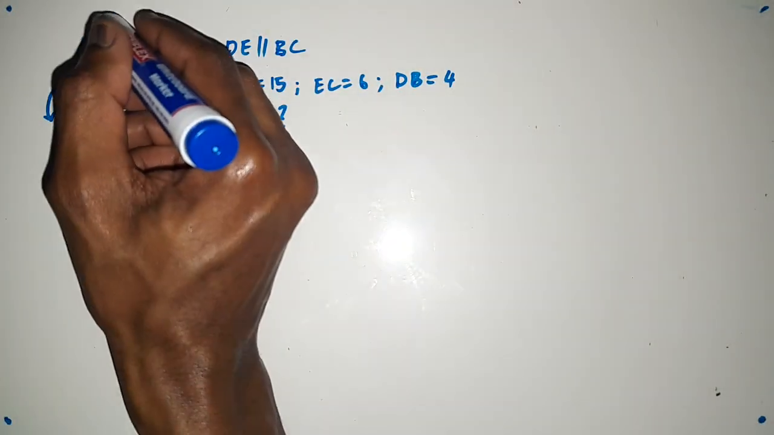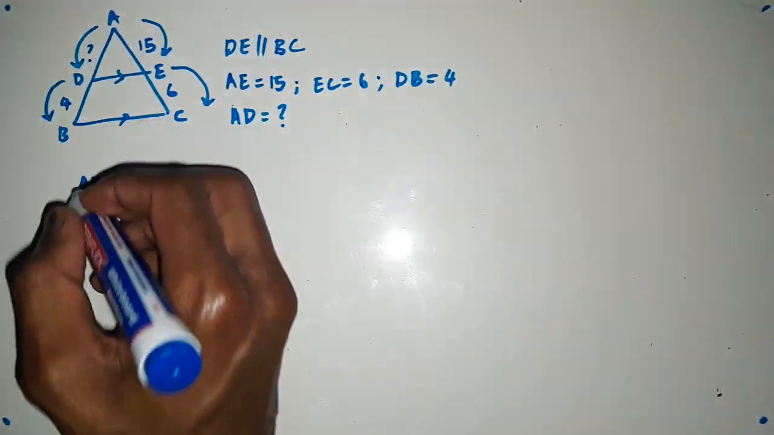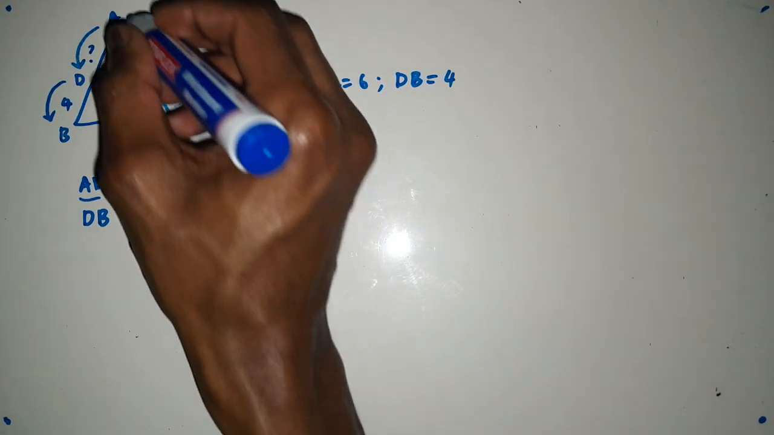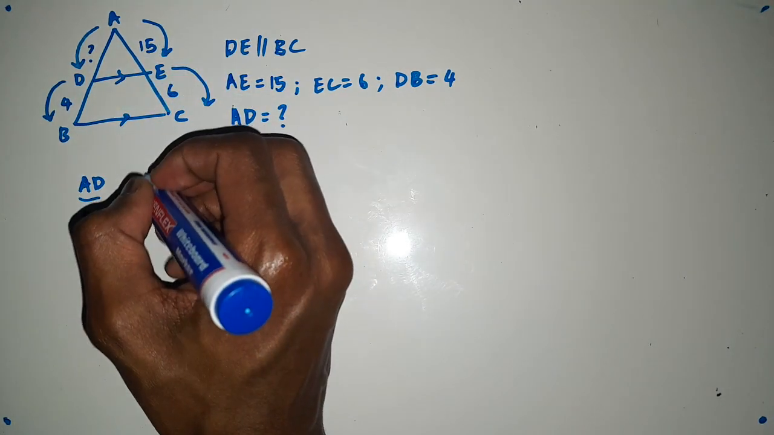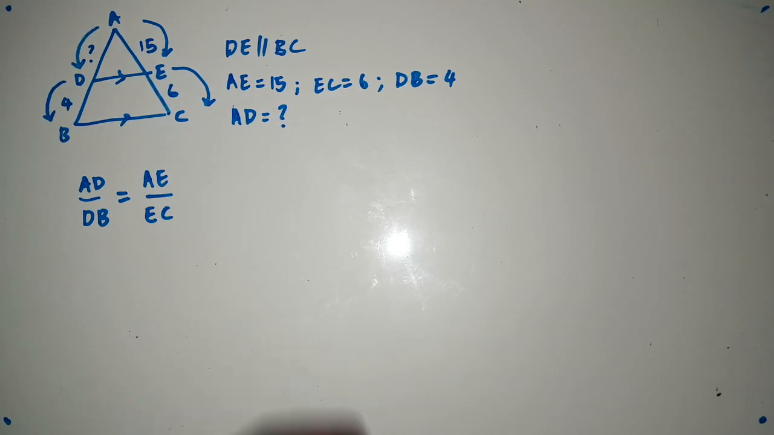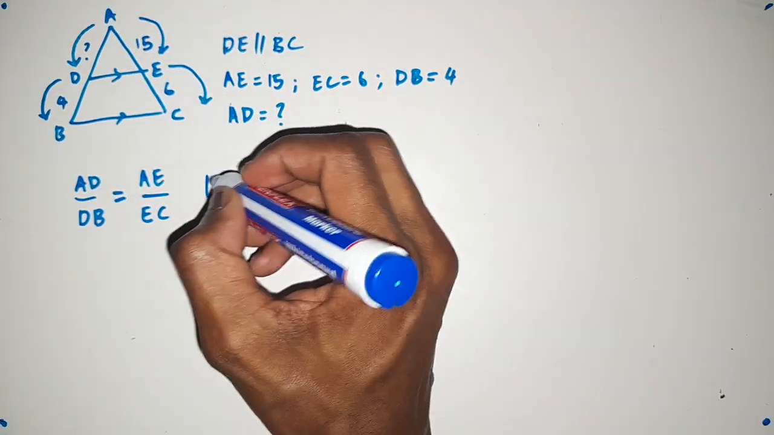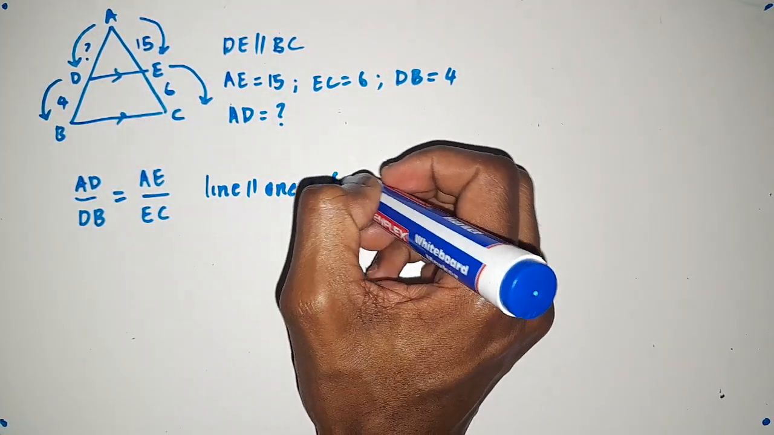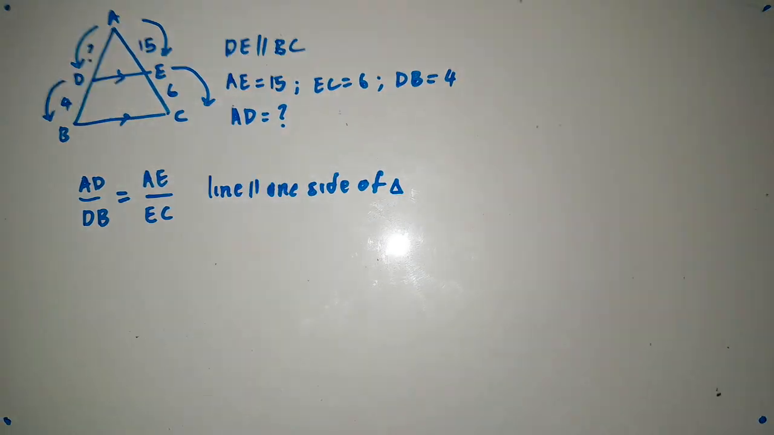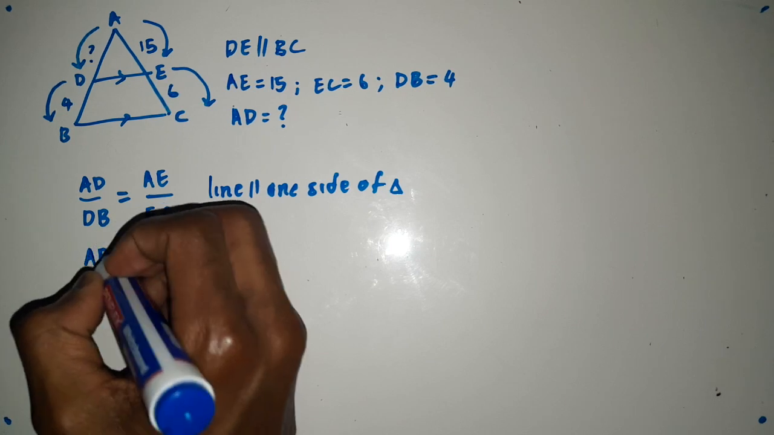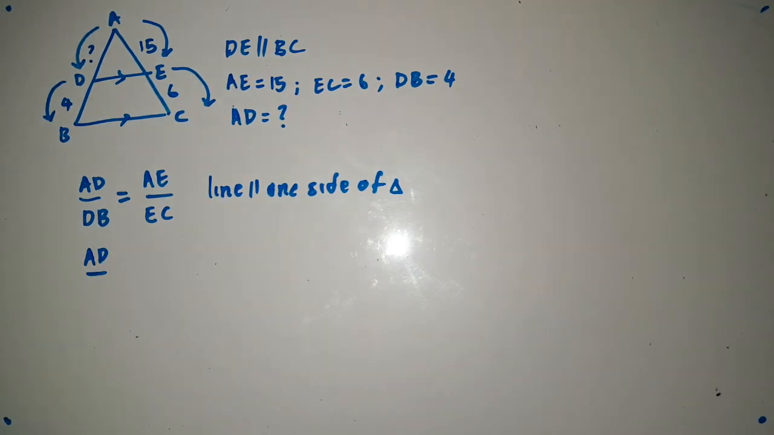You see, we can then say AD divided by DB is equal to AE over EC. Immediately after doing this, say line parallel to one side of a triangle. Do we have AD? Nope, we don't. Let's write AD. Do we have DB? Yes, we do.